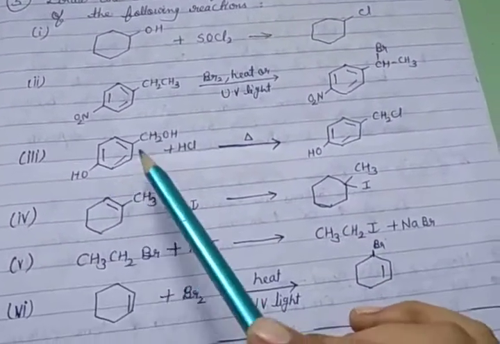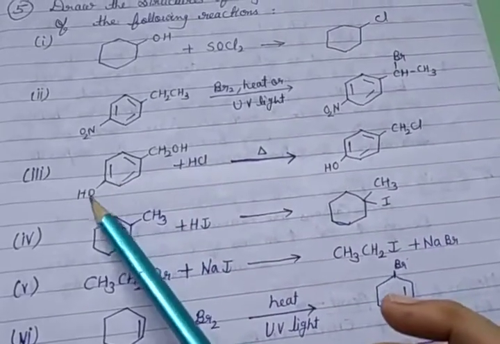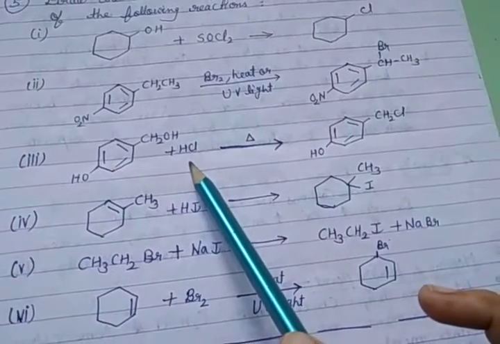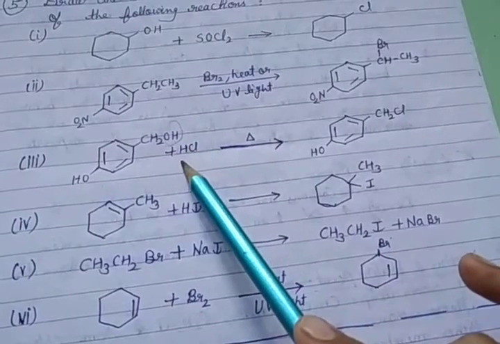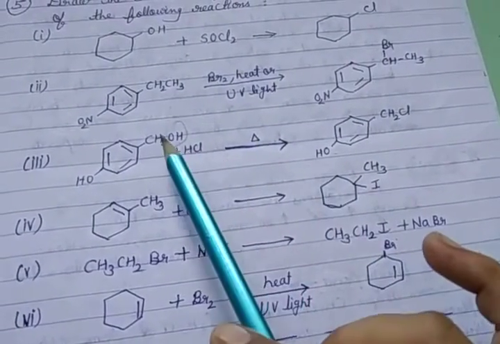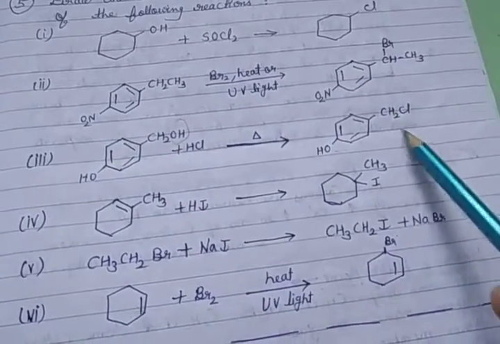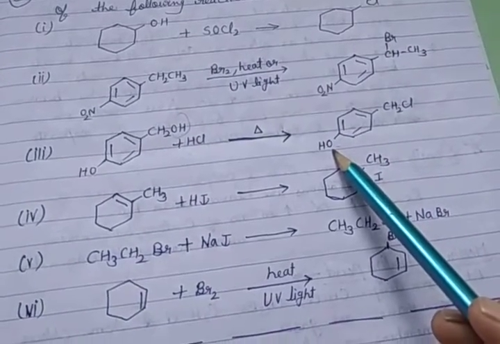Then third one: CH2 OH attached to benzene, and OH, reacting with HCl. The halogen replaces the OH group, and OH and H form water, and Cl attaches to CH2. So CH2 Cl, and then benzene attached with OH.